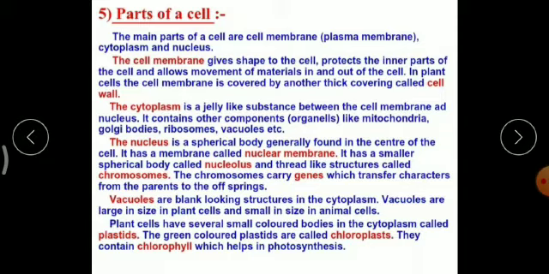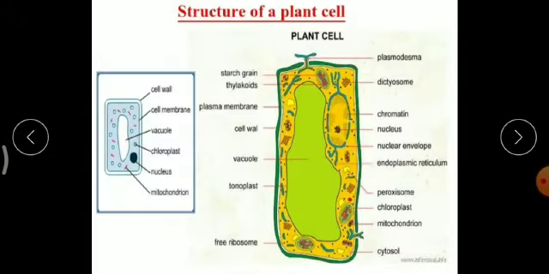Vacuoles are the blank spaces in the cytoplasm. Vacuoles are large in size in plant cells and small in size in animal cells. Plant cells have several colored bodies in the cytoplasm called plastids. The green colored plastids are called chloroplasts. They contain chlorophyll, which helps in photosynthesis.